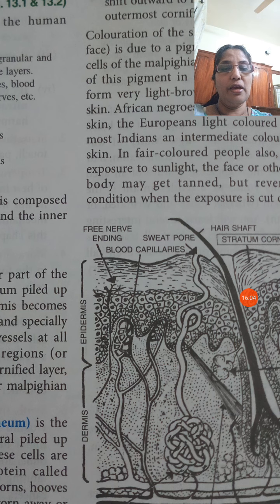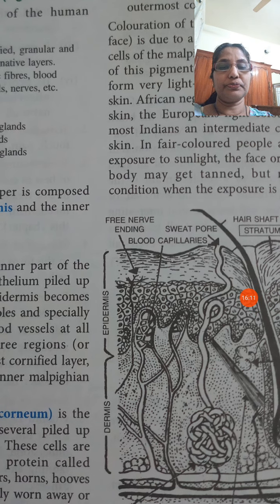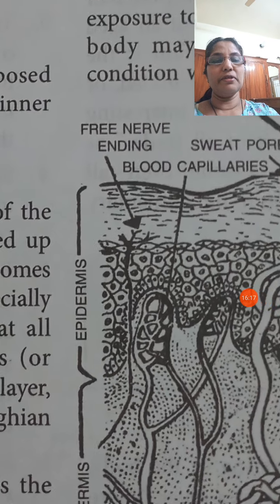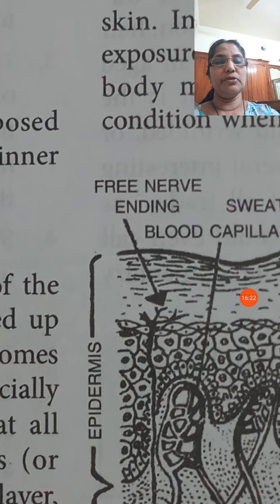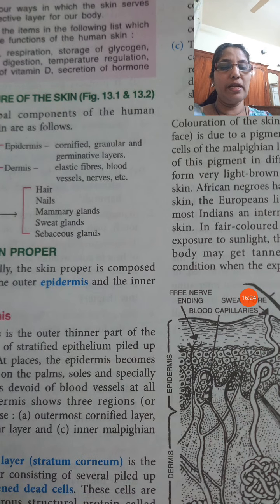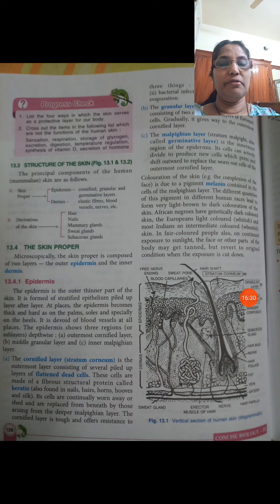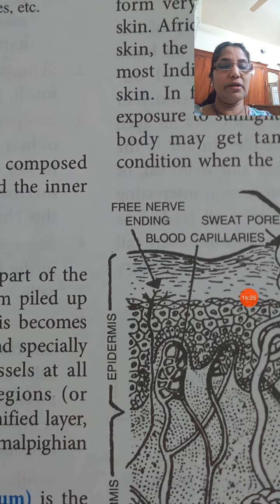Then again you can see another structure known as the sweat pores. Then free nerve endings you can see here, so that we can sense the heat or cold, etc. We can feel by the presence of these free nerve endings.